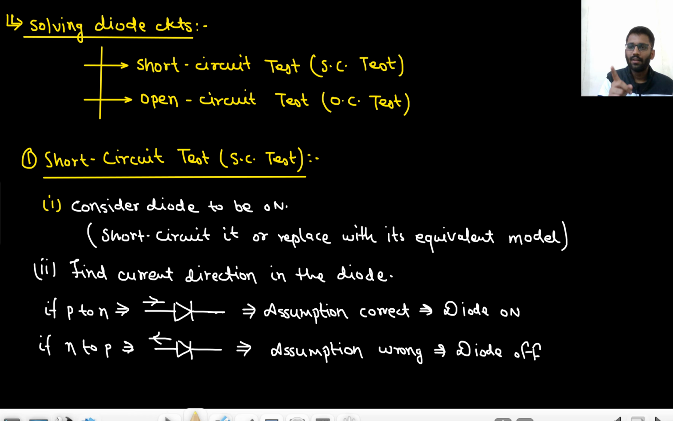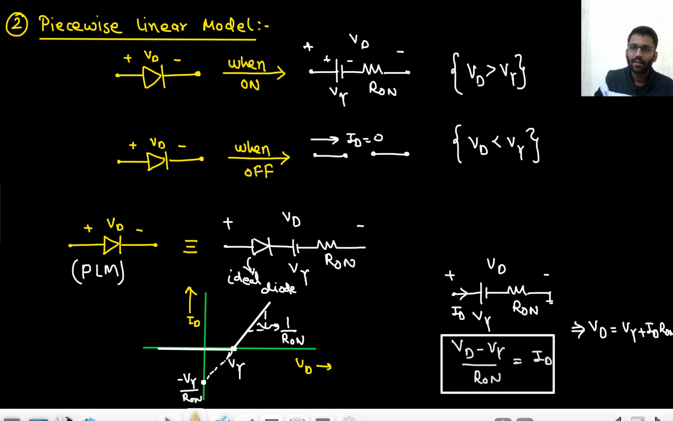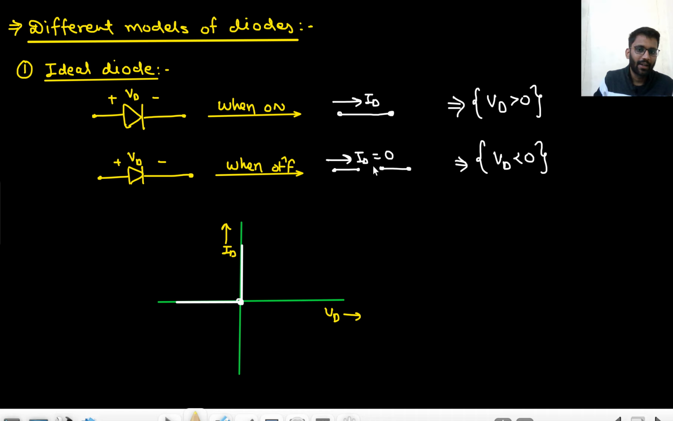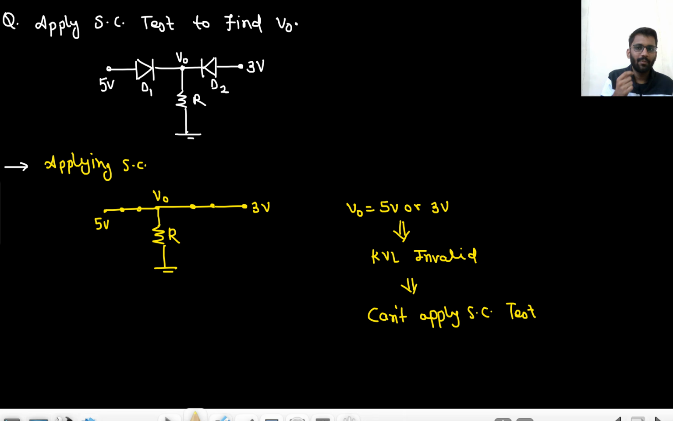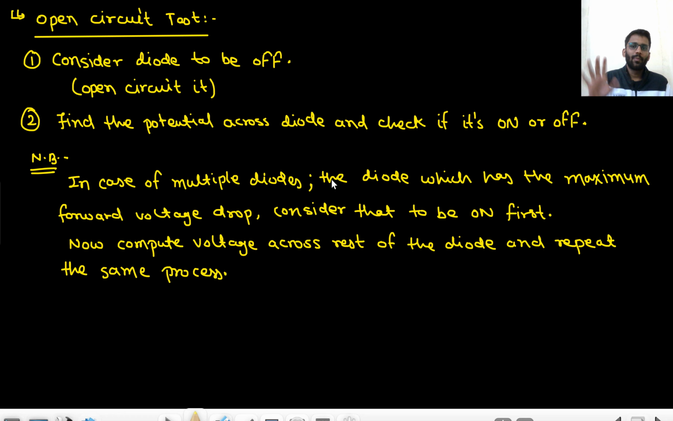See, in constant voltage drop model, when the diode was off, it was open circuited. In piecewise linear model, when the diode was off, it was open circuited. In ideal diode, when the diode was off, it was replaced with open circuit only. So in every model, the diode would be open circuited if it is off. So we will consider the diode to be off, then we will find the potential across the diode, and we will check if it is on or off.